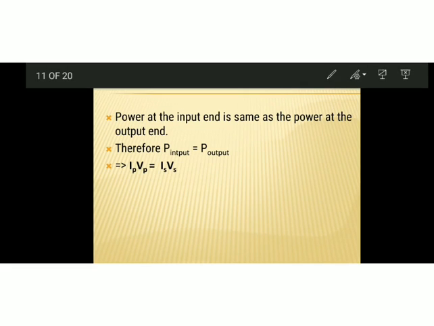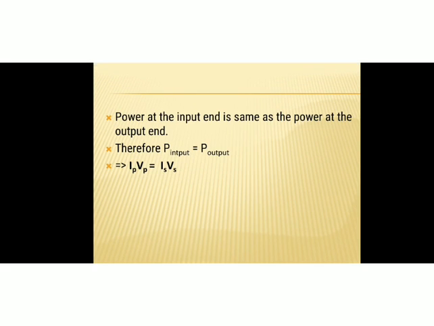Power at the input end is the same as the power at the output end. That is the peculiarity of a transformer. So input power must be equal to output power. And what is the expression for input power? It is Ip into Vp. That means the current in the primary into the voltage across the primary is equal to Is into Vs, current in the secondary into voltage across the secondary. Because we know the expression for power is V into I. This is the power at the input end, IpVp, and this is the power at the output end, Is into Vs. So this is the working of the transformer.